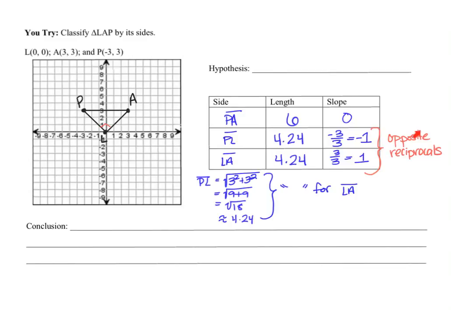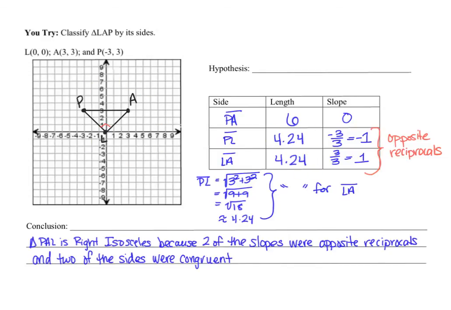So based on this information of opposite reciprocals and this information of two sides being congruent, what kind of triangle is this? Triangle PAL is a right isosceles because two of the slopes were opposite reciprocals and two of the sides were congruent.